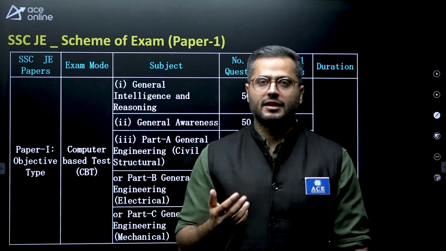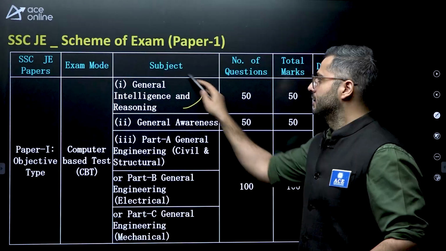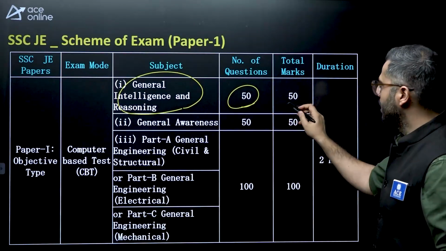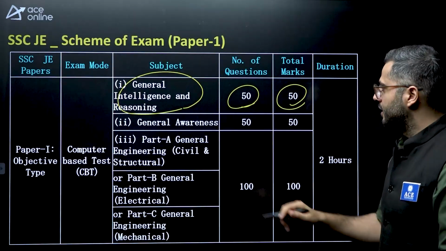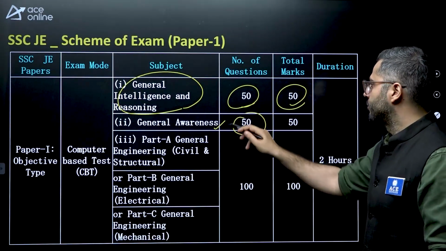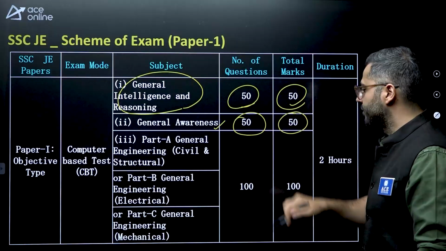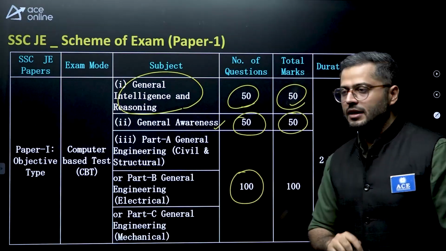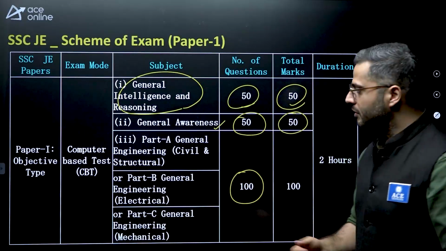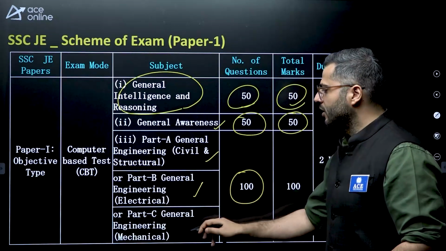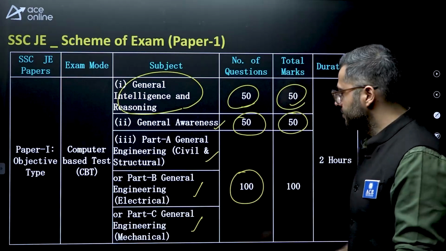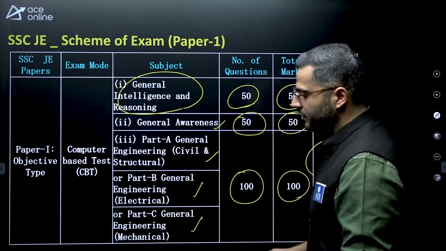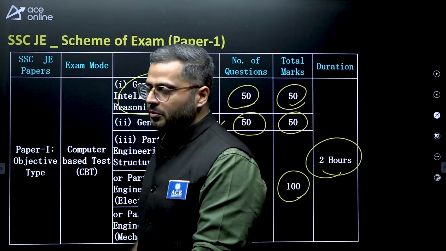In the first section, they will be asking questions from general intelligence and reasoning. 50 questions will be there. Each question will be of 1 mark, 50 marks. Then general awareness. Number of questions will be 50. Total number of marks will be 50. And then the third section will be general engineering, civil engineering questions you will see, or electrical or mechanical, whatever field you belong to. Total 100 marks. 2 hours of examination for the 3 sections, which is required to be followed.